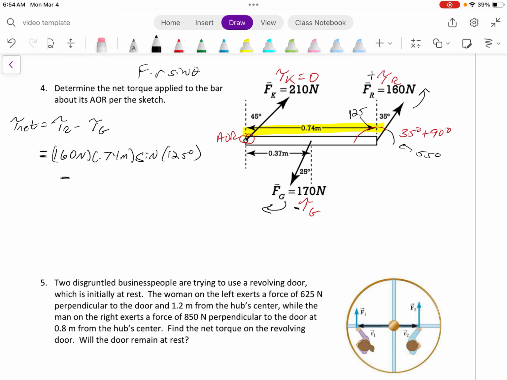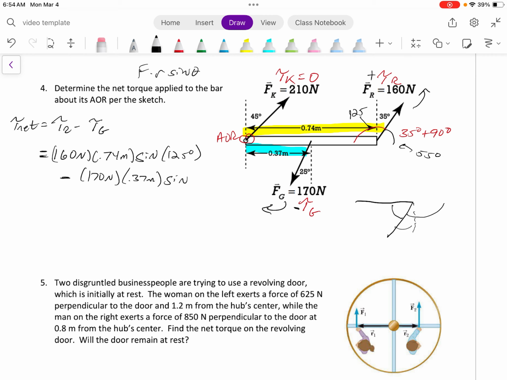Then I have to subtract torque G, which is a negative, right? So that's why I subtracted it. And I have 170 newtons times the distance from the axis of rotation, which is 0.37 meters, times the sine of, all right, which angle? So here's the R vector, here's the force vector. We don't know this interior angle or this angle.